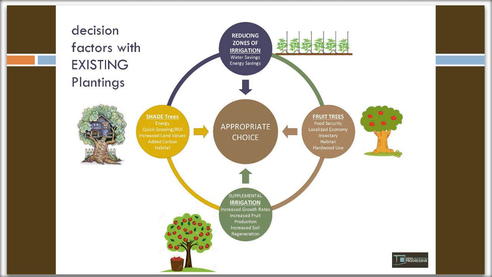Sometimes you want to just supplement irrigate with your graywater because maybe it's a vacation home or a different kind of pattern. That is sometimes still worth it because it can increase your growth rates, it will increase fruit production, and it will increase that soil regeneration, which is so important for the health of our plants.